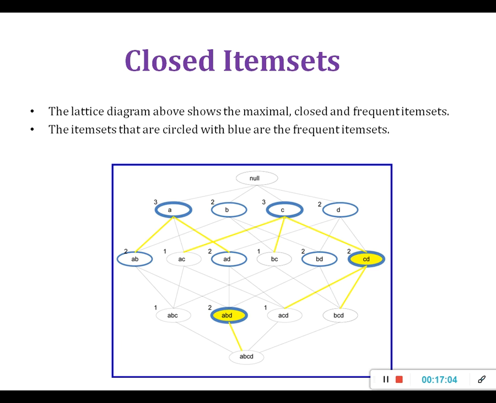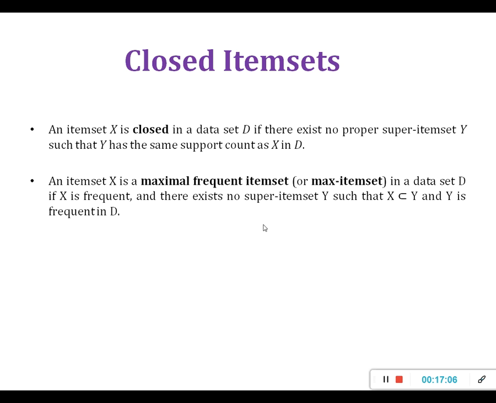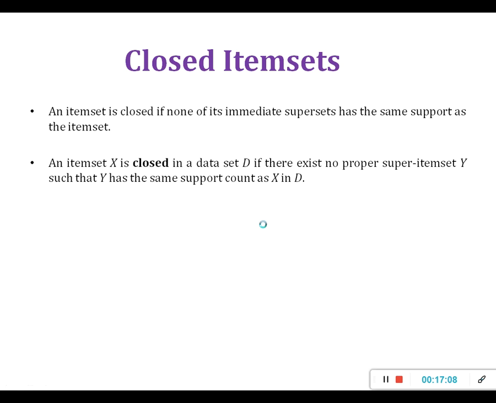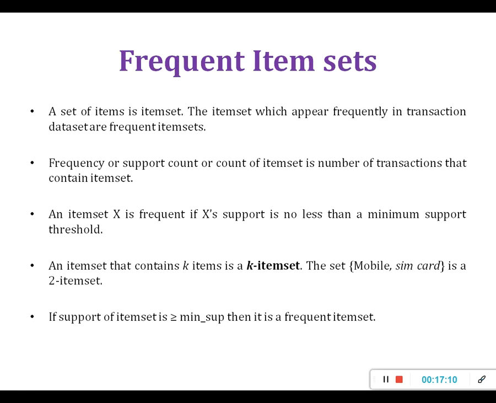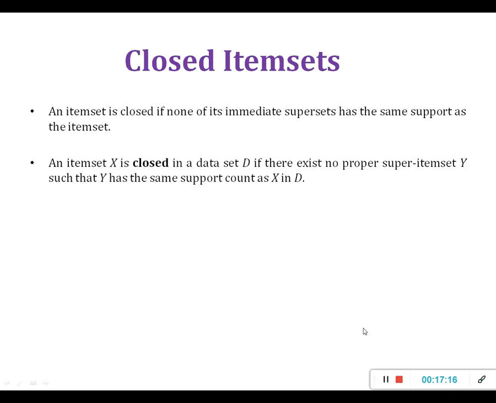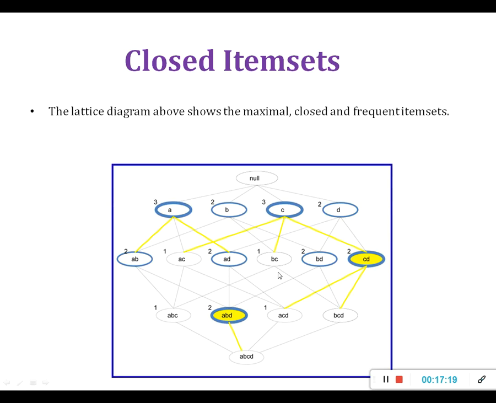If I am assuming the minimum support count is 2, here we have mentioned that thing. If the support of an item set is greater than or equal to the minimum support, then it is called a frequent item set. So if I am assuming the minimum support count is 2, then I will check the frequency of each.